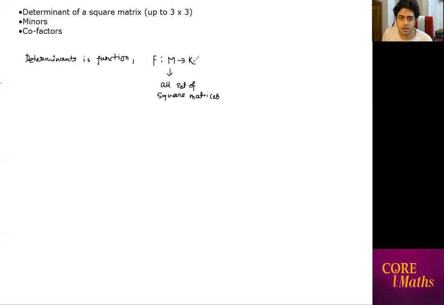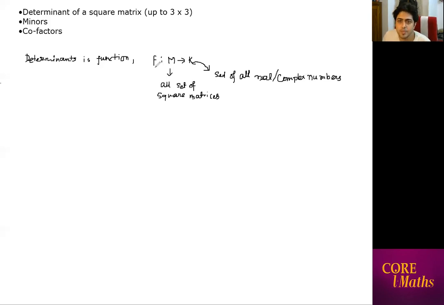And what is K here? K is the set of all real or complex numbers. So determinant is nothing but a function. You can represent it as f from M to K, where M are all the square matrices.